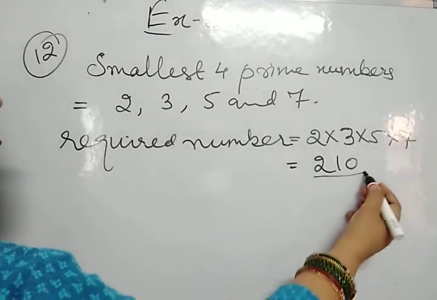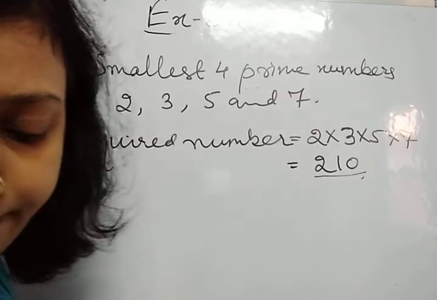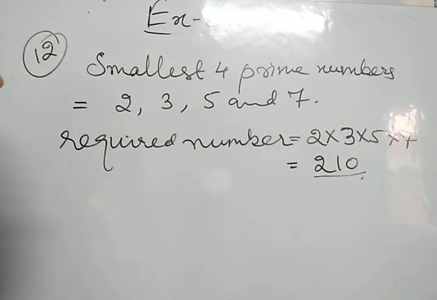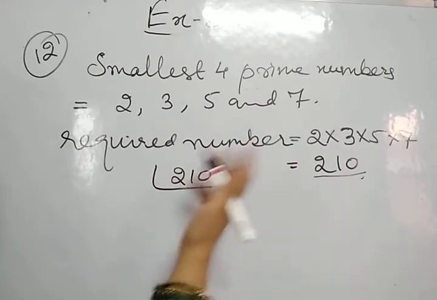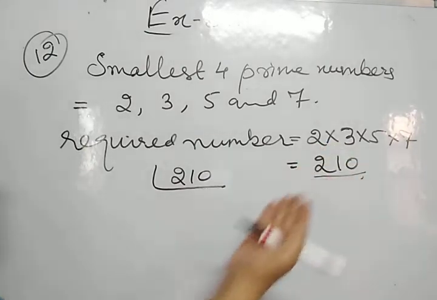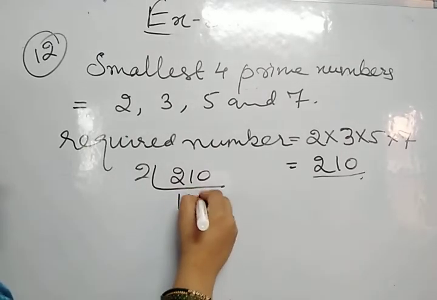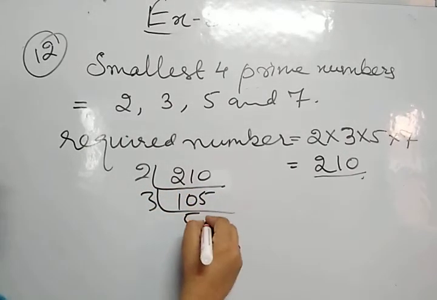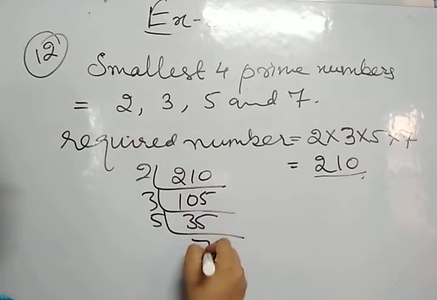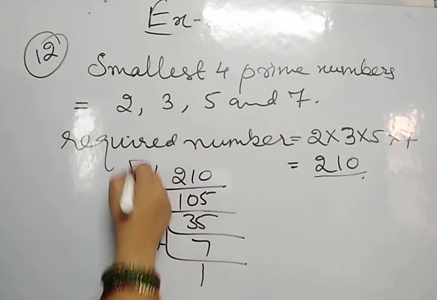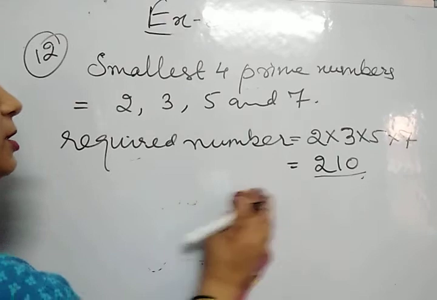210 is the smallest number which has 4 different prime factors. Okay, here we can find out the factors of this number. Obviously, if it is a product of these numbers, then the factors will also be the same: 2, 3, 5 and 7. Okay, so the required number is 210.